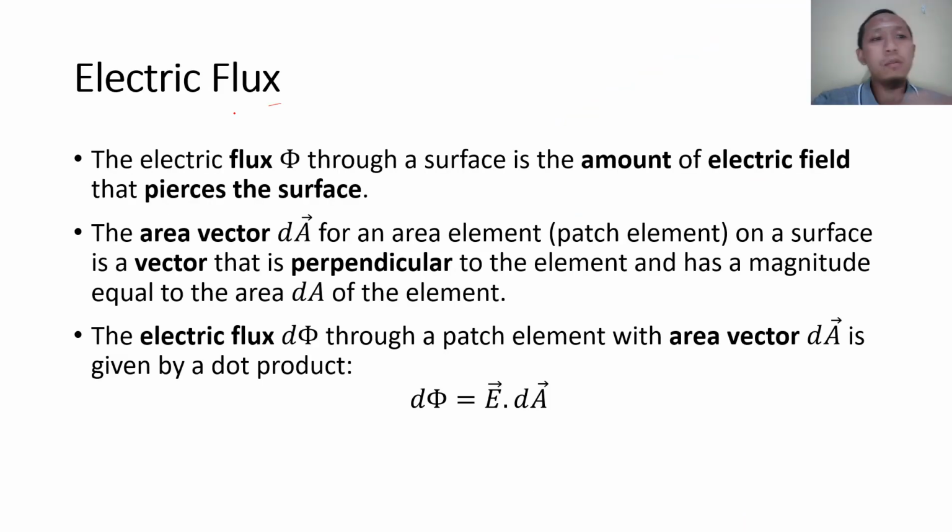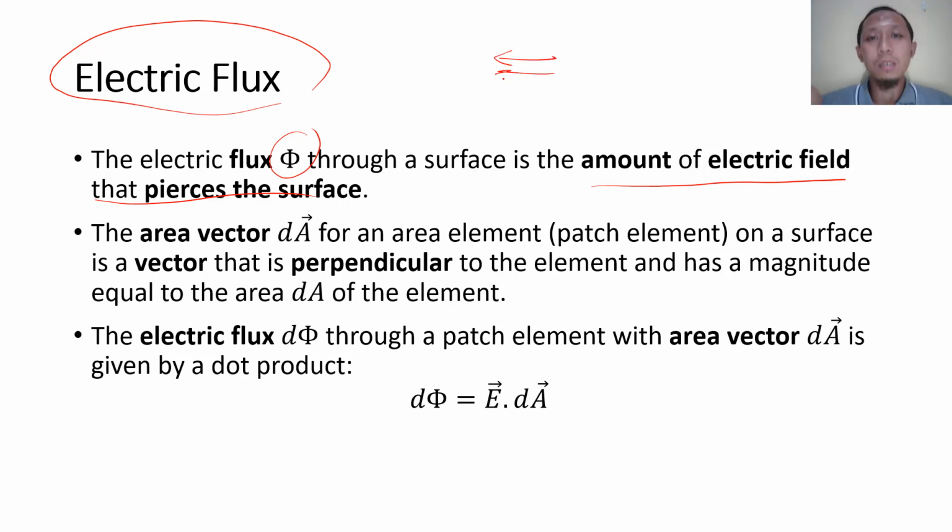And first, we have to know what is the definition of electric flux. The electric flux, this is the notation of electric flux, through a surface is the amount of electric field that pierces the surface. So if we have the electric fields like these ones, you know that if we have the charge, like positive or negative charge, the area around the charge, we can calculate as an electric field.